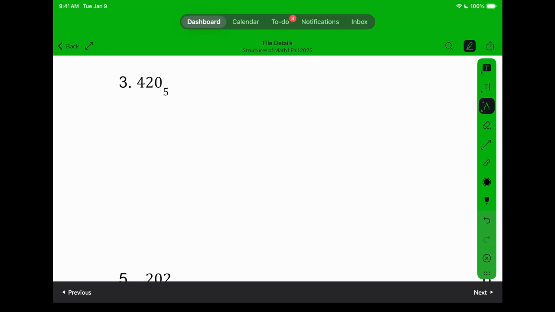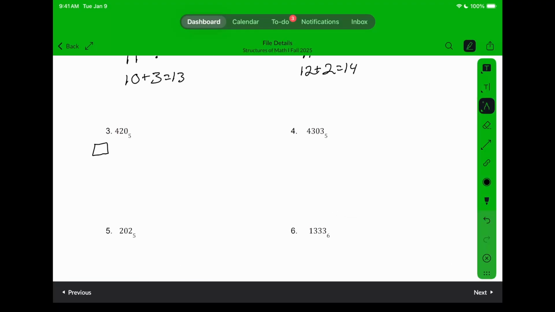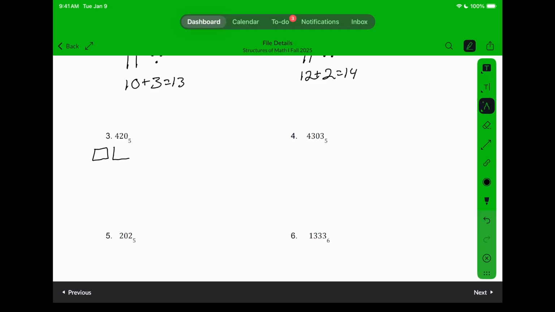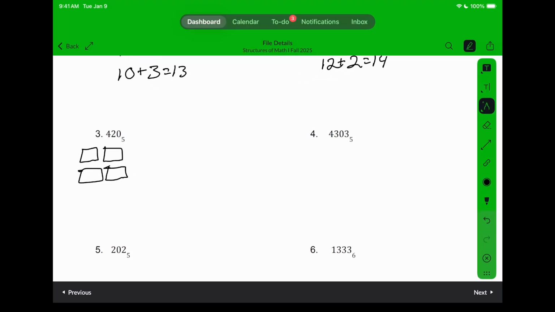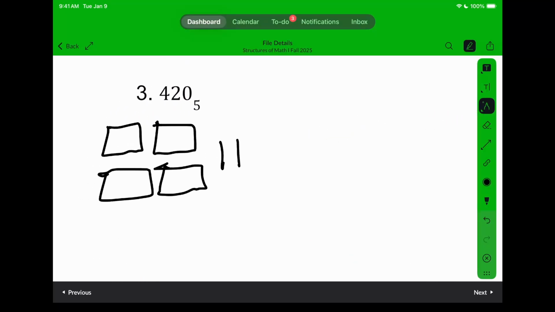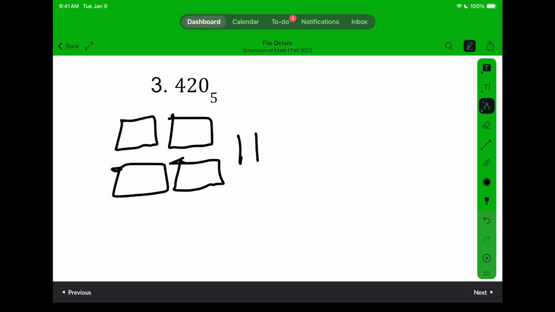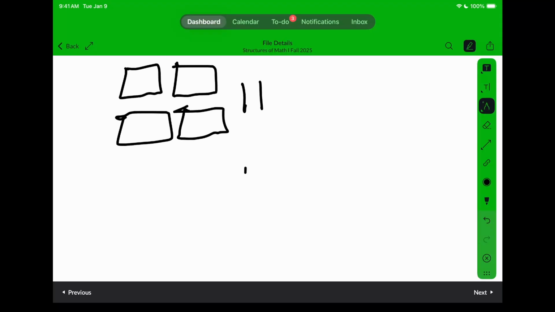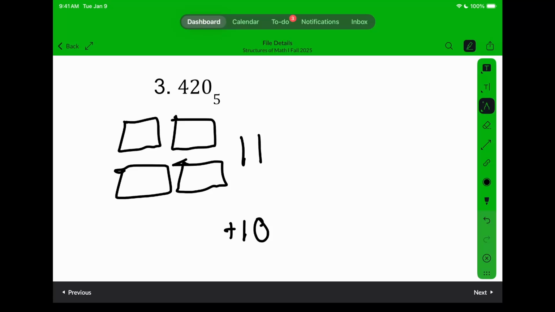420 base 5. So we have a third place value. That means we have 4 flats, because remember, that third one is going to be a flat after the long. So we have some wonky flats, but we have 4 flats. And then we have 2 longs and 0 units. Base 5, 5 units make a long. 2 longs, that's 10. Plus 5 longs make a flat.